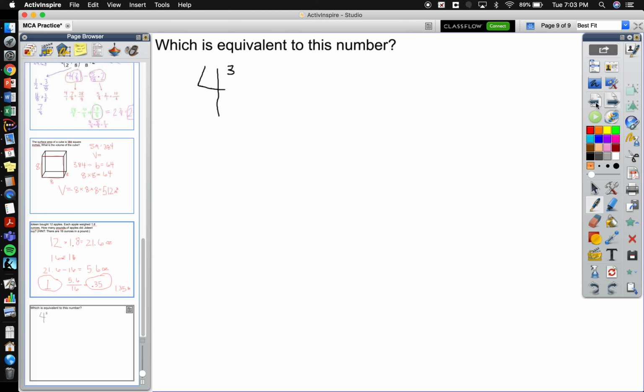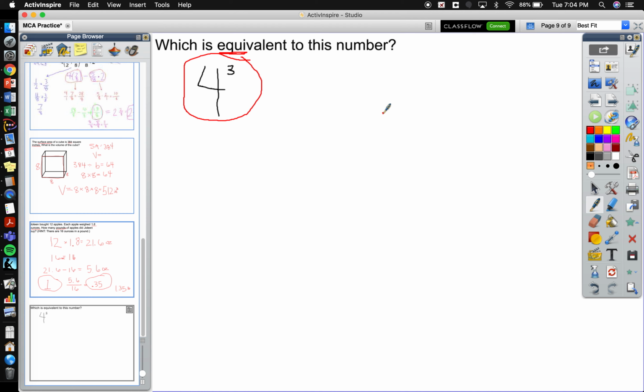So the last question: which is equivalent to this number? Equivalent is a big word, but at the beginning we see "equa," just like the word equal. Equivalent and equal kind of mean the same thing. So it's asking, what does 4 to the power of 3 mean?